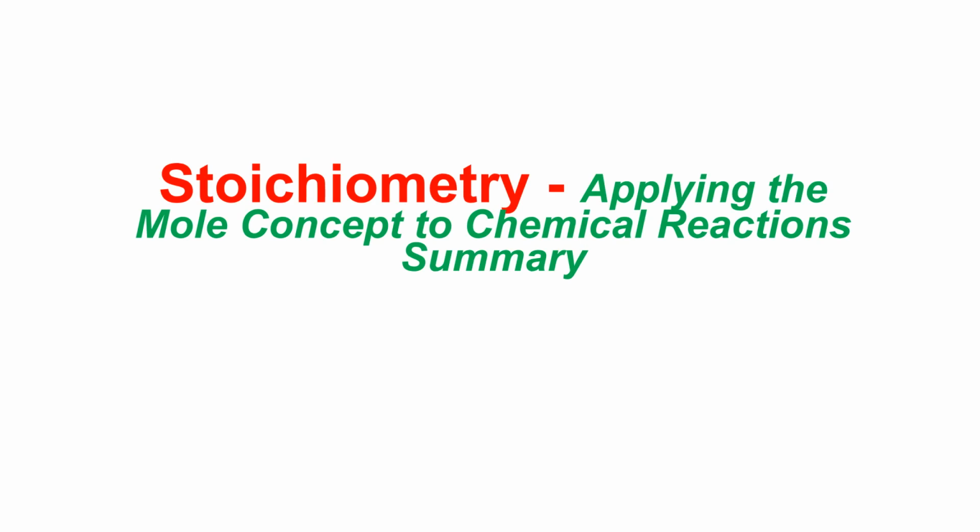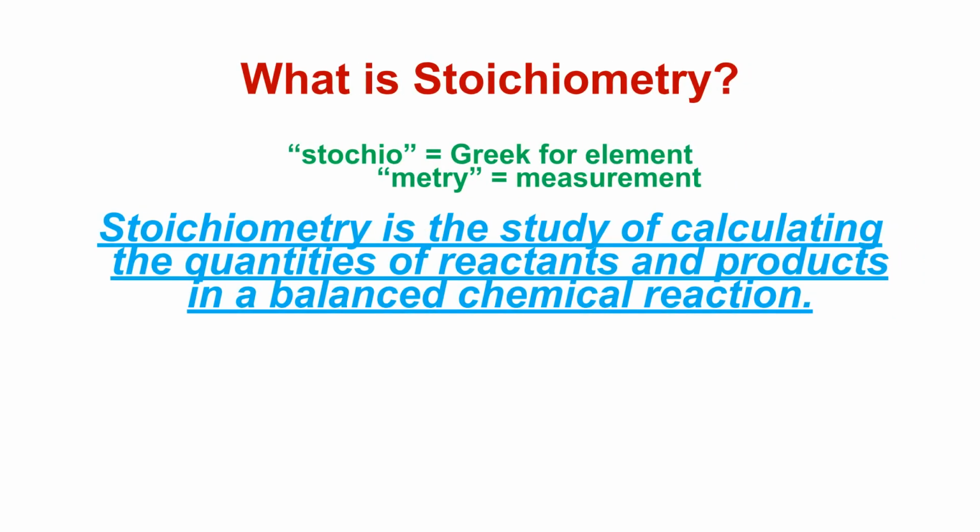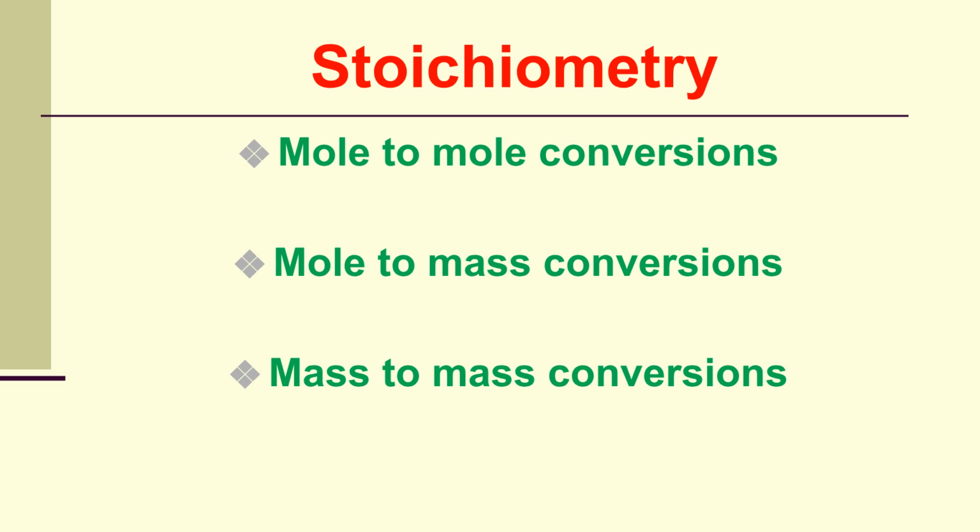This video summarizes stoichiometry, focusing on applying the mole concept to chemical reactions. Stoichiometry is the study of calculating the quantities of reactants and products in a balanced chemical reaction. The term comes from the Greek word stoichio, meaning element, and metry, meaning measurement. Stoichiometry involves three main types of conversions: mole to mole, mole to mass, and mass to mass conversions.